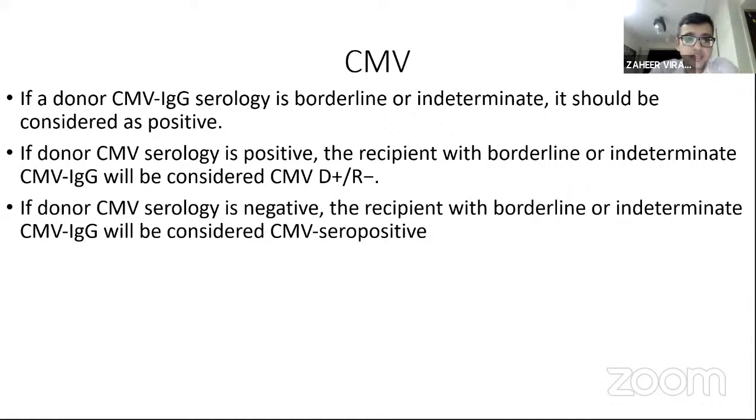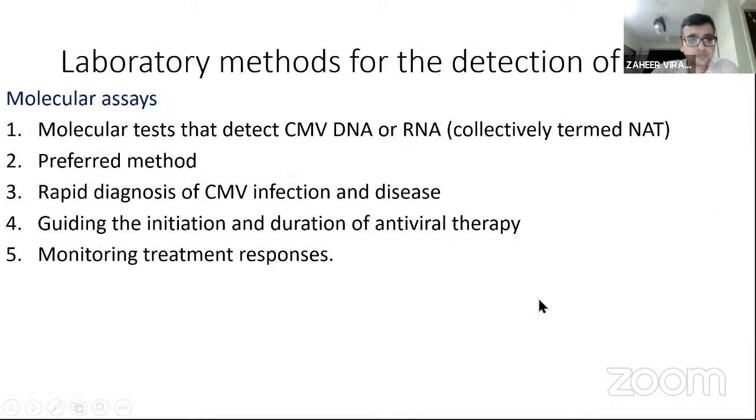If the donor CMV serology is positive, and the recipient is borderline or intermediate, then you have to consider the recipient to be positive. You treat him as a high risk donor. So basically you have to err on the side of caution. And wherever there is a chance of passing on the infection from the donor to the recipient, one has to use prophylaxis. So one has to remember these things. So anytime you get a borderline or an indeterminate CMV IgG, you consider it as CMV seropositive.